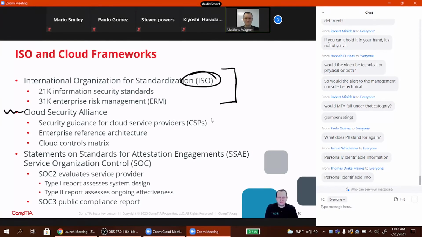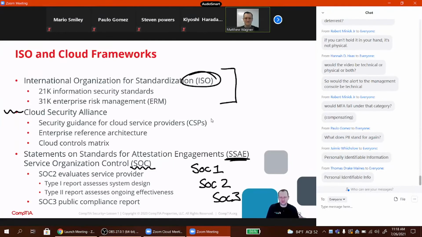We'll see occasional mentions of SSAE. And specifically, they made something known as SOC reports. There are SOC 1 reports, SOC 2 reports, and SOC 3 reports. SOC 1 reports are about financial stuff. They're about making sure that any reporting the company does on a financial level is accurate, and to make sure that they have controls in place that make sure that their financial reporting is accurate.